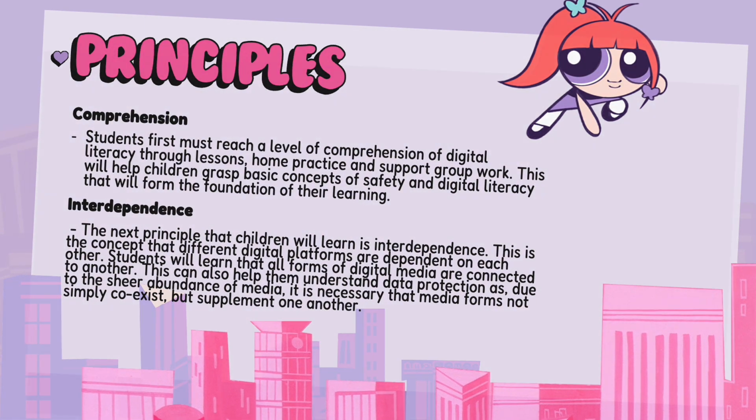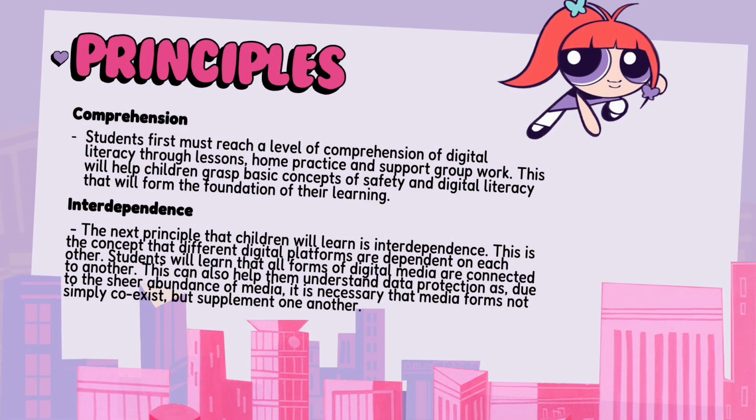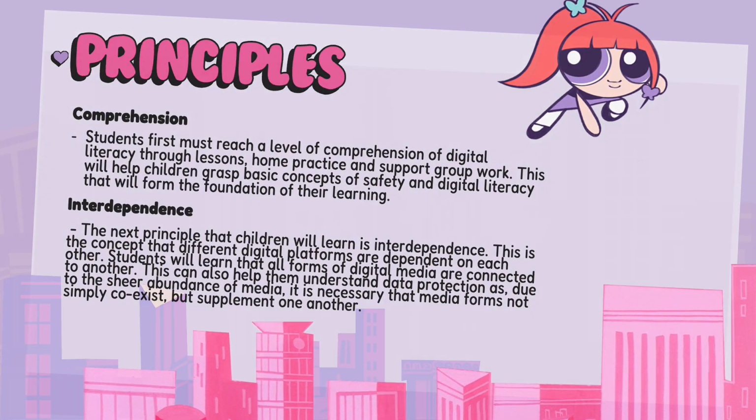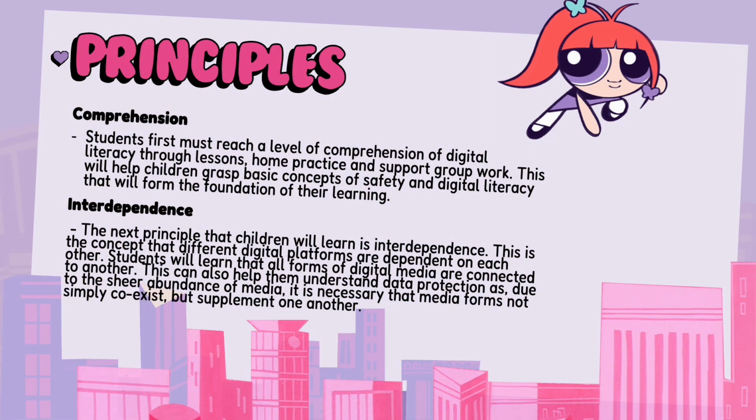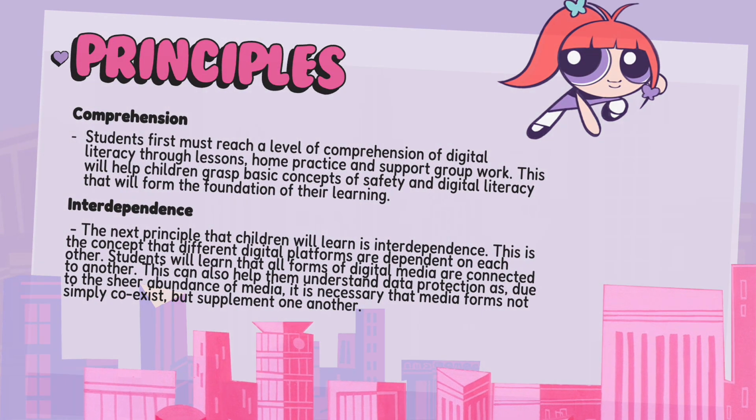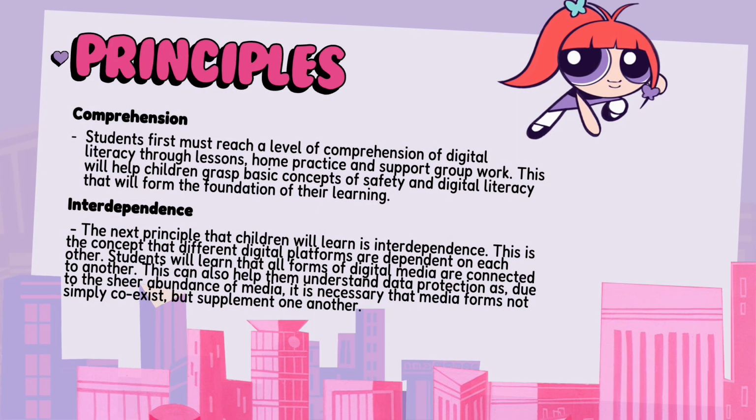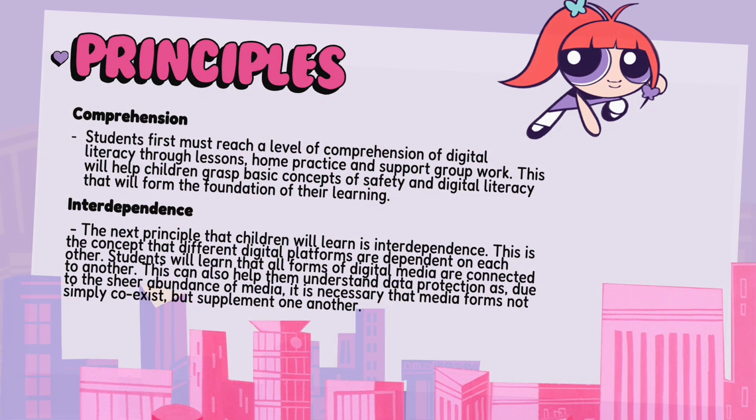Second one is interdependence. The next principle that children will learn is interdependence. This is the concept that different digital platforms are dependent on each other. So students will learn that all forms of digital media are connected to one another. Interdependence is basically how the student can use multiple types of software, hardware and gadgets, and know how to correlate and connect those software and hardware into a simple system, and how all the systems are connected to each other. That is what is meant by interdependence.